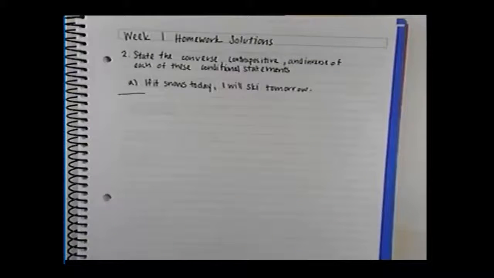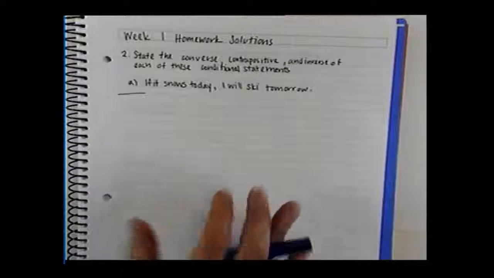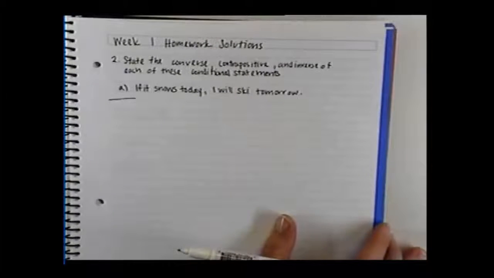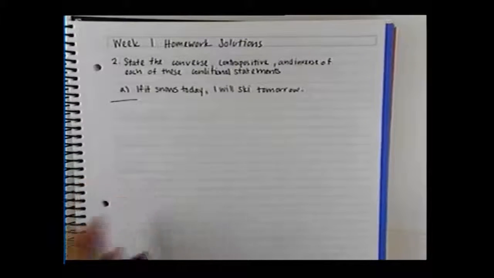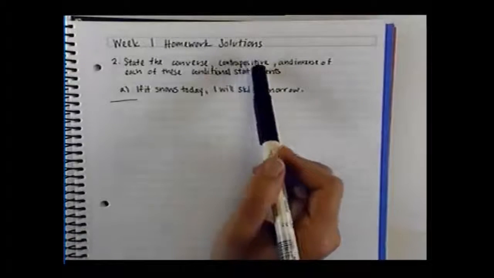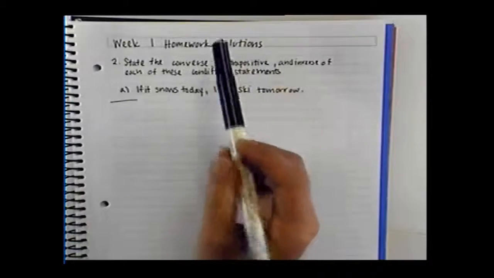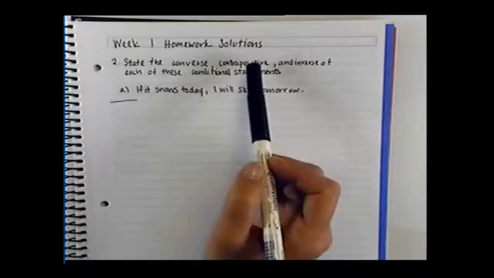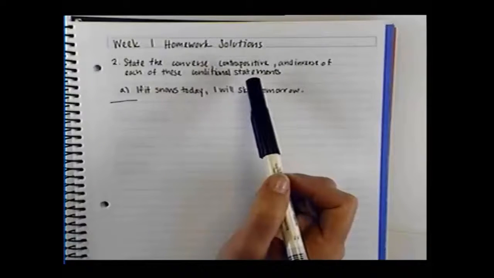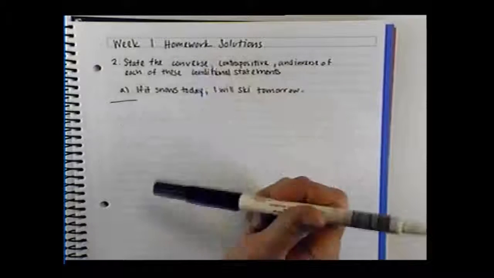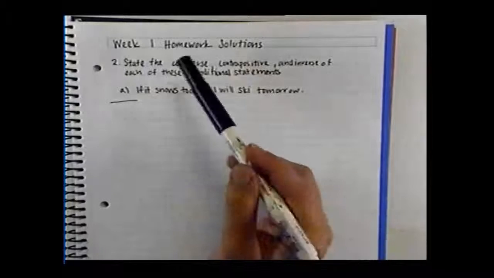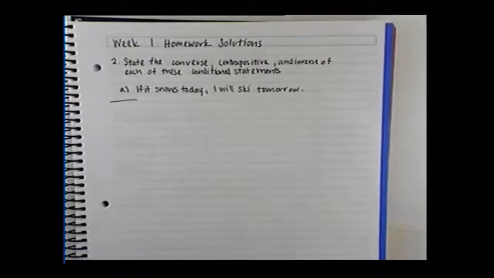Okay, so today we're going to be talking about number 2. We're looking at a few conditional statements and we're trying to restate these different forms of the conditional statement. Most important here is to understand the contrapositive. But let's go ahead and understand the converse, contrapositive, and inverse so that we can understand how to go from just a general implication to these different forms of the conditional statement.